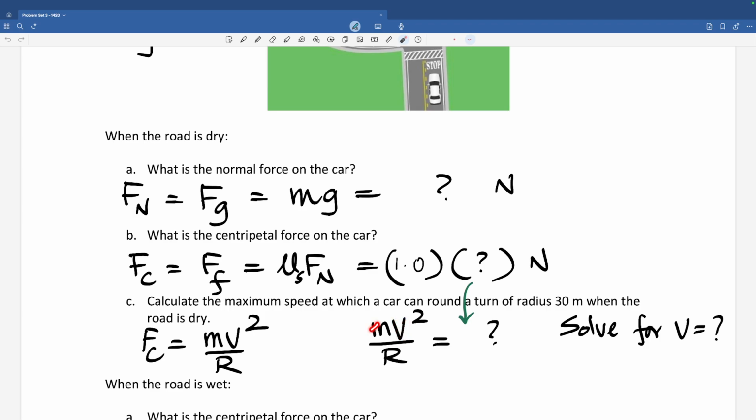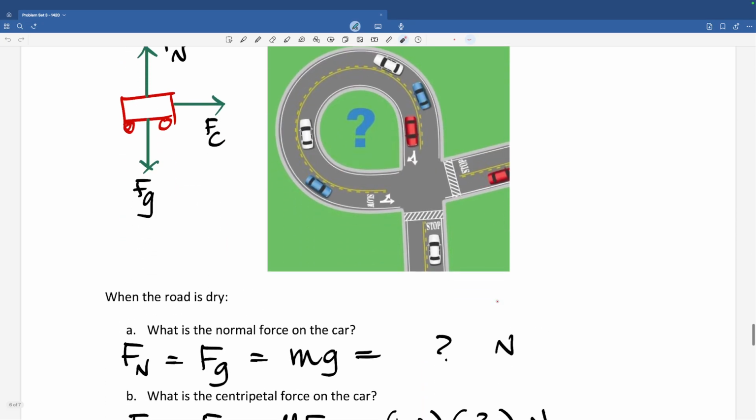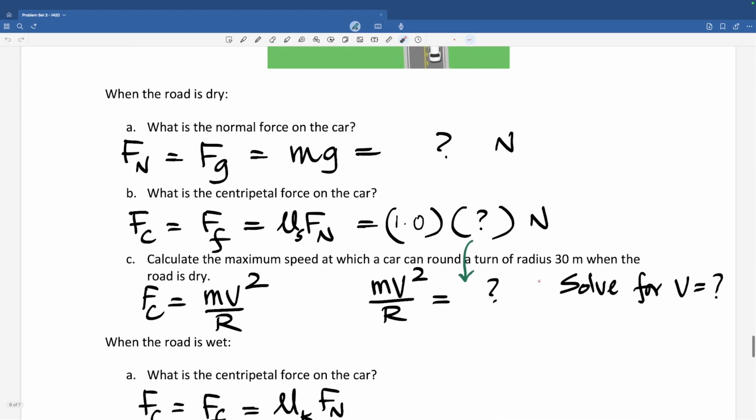Because you know the mass and you know the radius. Yes, the radius is given. Where is it? Oh, it's here. The radius is 30 meters. The mass is 1,000 kilogram. Plug in those two numbers. And here, whatever you get the answer for part B, put that and solve. Now you got to do the same thing when the road is wet.